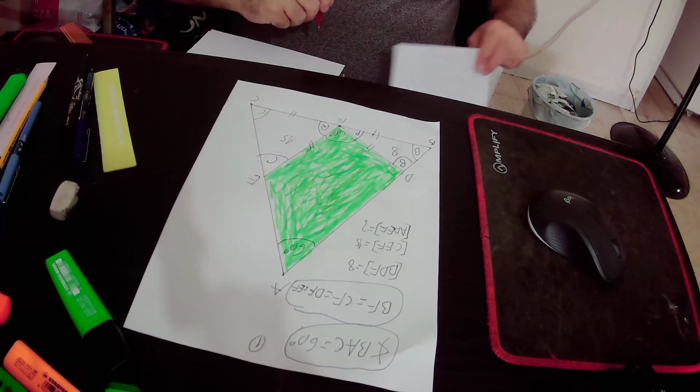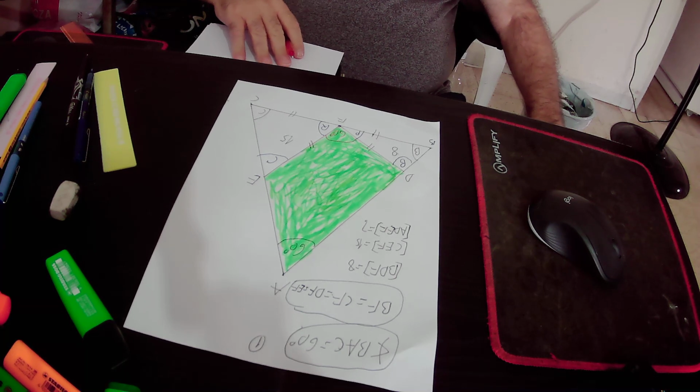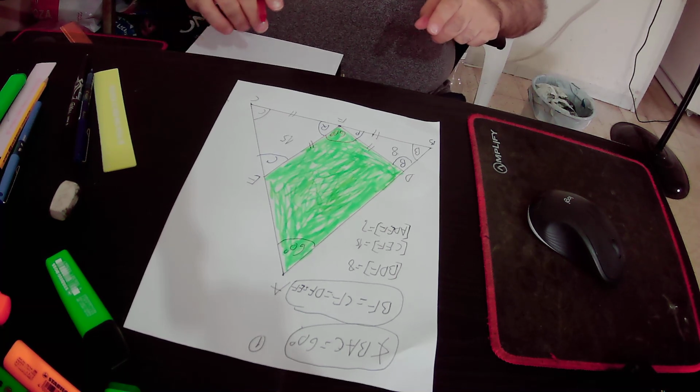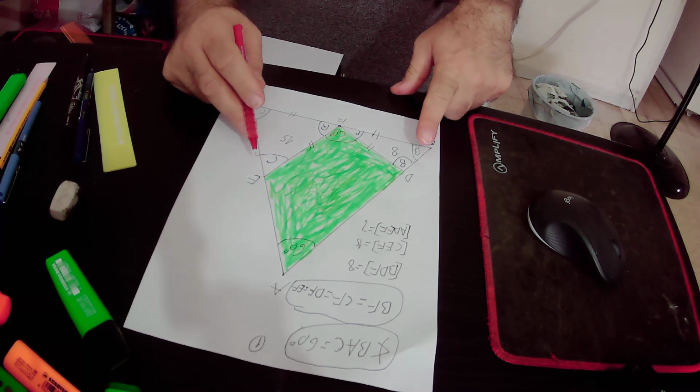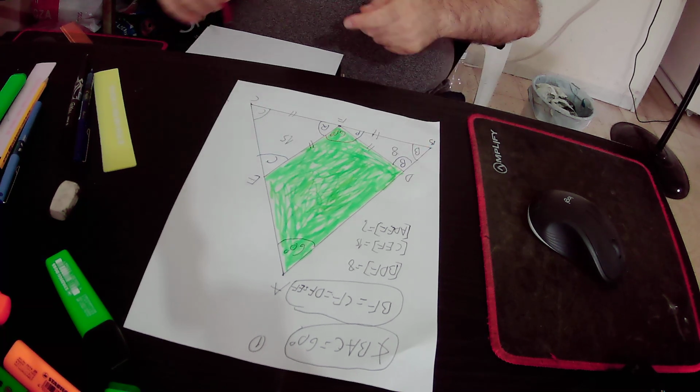So in the next step, we will join together points E and D by a straight line.